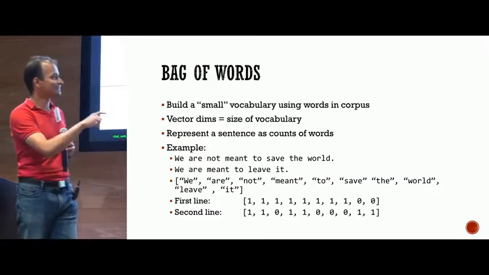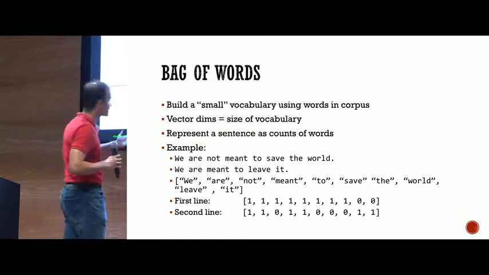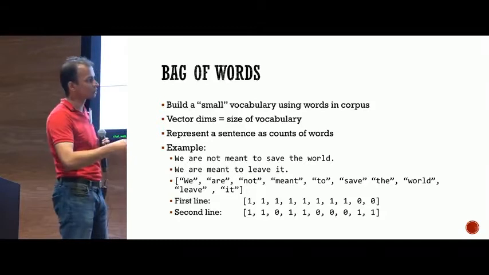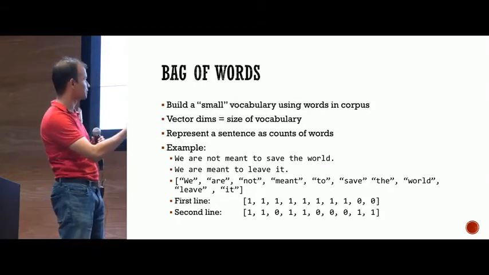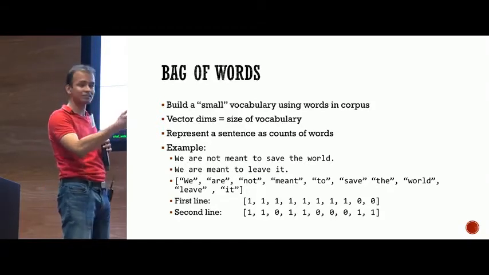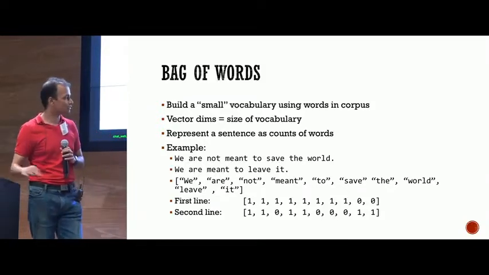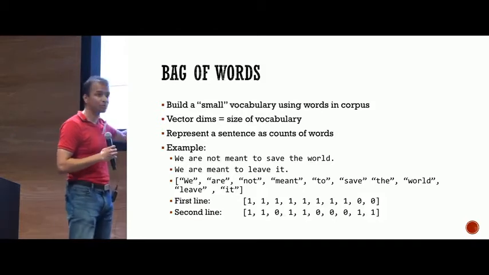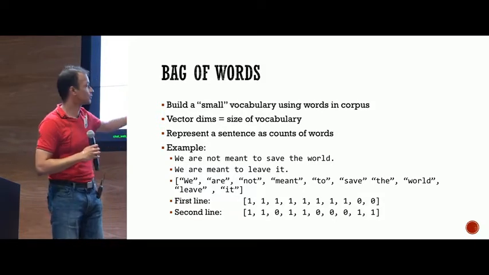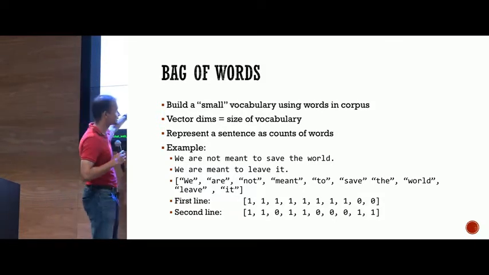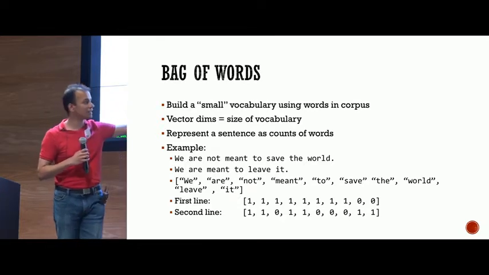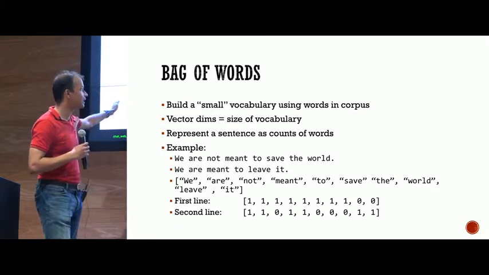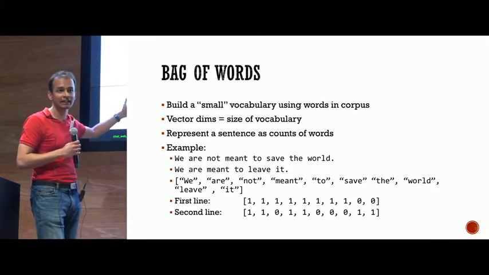So the idea here is that we have two sentences, and we are building a vocabulary just as an example. In this case, we have a vocabulary of size 1, 2, 3, 4, 5, 6, 7, 8, so about 9 words. Every time we represent a sentence, we represent it as the number of word counts. So if we build a list, it would have: we, are, not, meant, to, save, the, world, leave, it. Because the second sentence is going to be we are meant, these three words are again repeating.